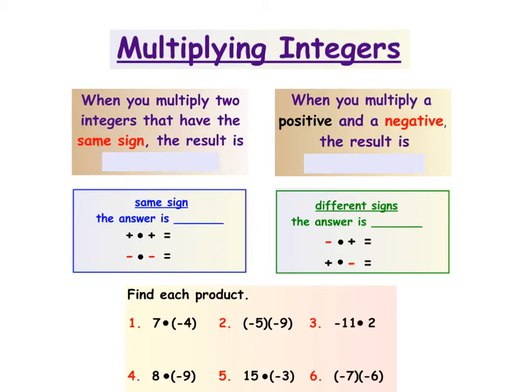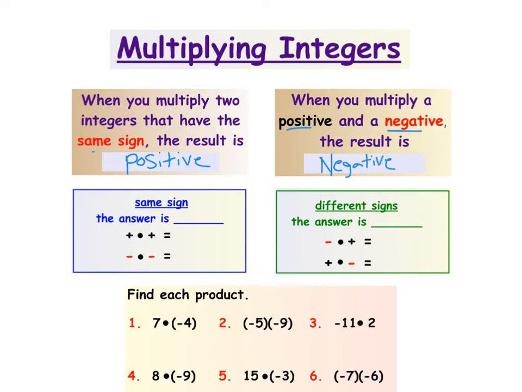All right, so today we're going to keep working with integers by talking about multiplying and dividing. The good thing about multiplying and dividing is the rules are the exact same for both of them. When you multiply two integers that have the same sign, so either both positive or both negative, you're going to get a positive answer. Now, when you multiply one positive and one negative, you're going to get a negative answer.